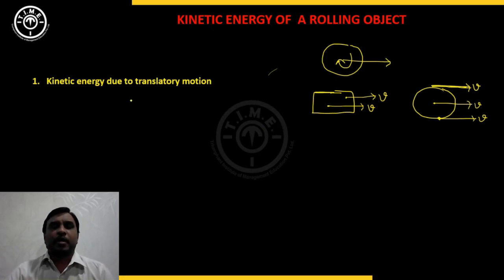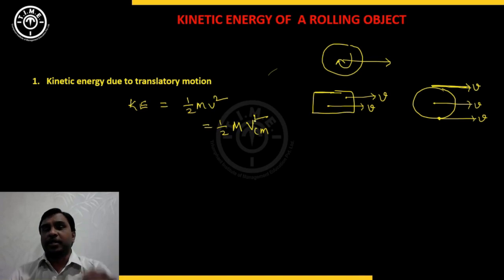So how do we write the kinetic energy of a translatory motion? Simple, the kinetic energy due to translatory motion is half mv square. You can write it as half m vcm square, where m is the mass of the object. The velocity of the center of mass and the velocity of any particle of the body are the same. This is the kinetic energy due to translatory motion.